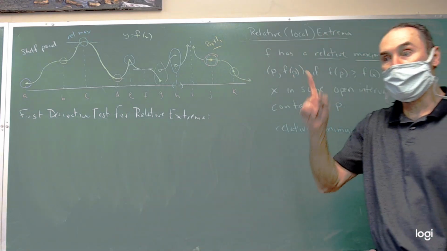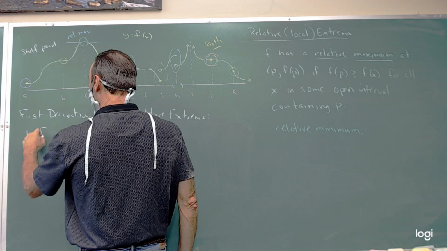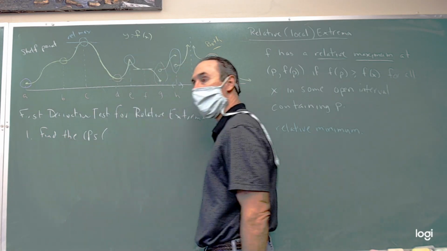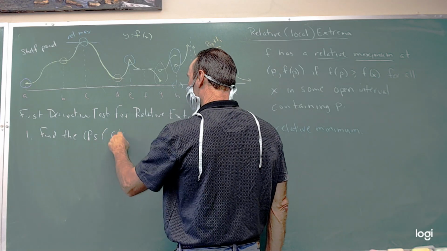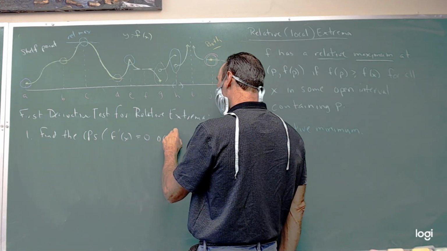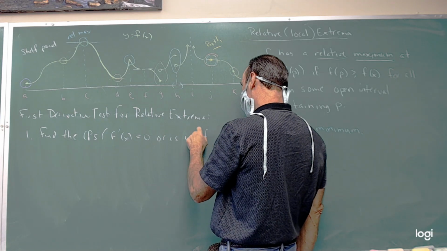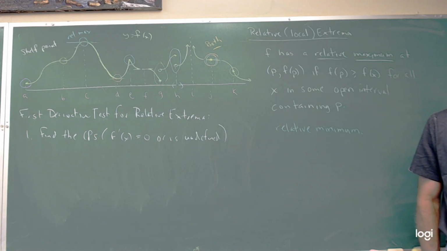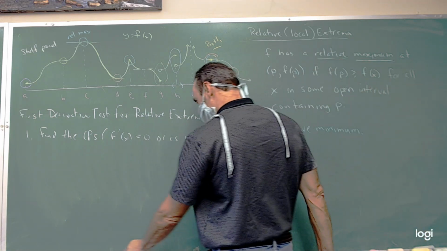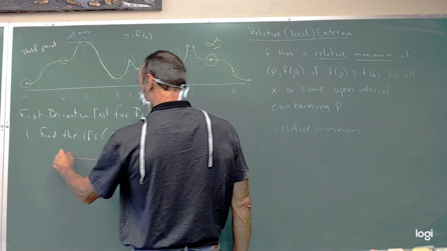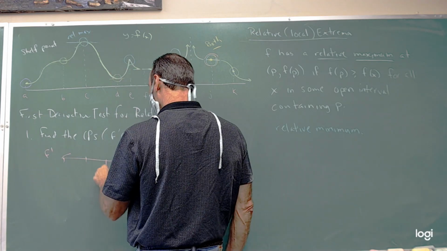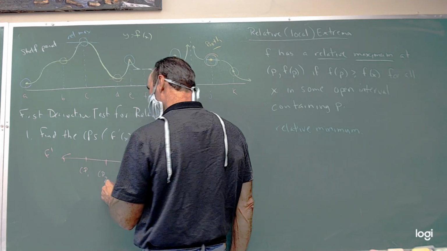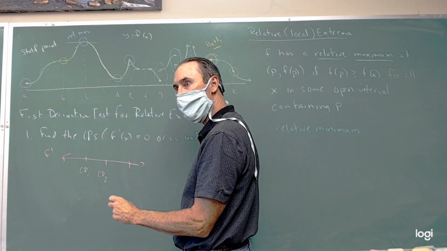Okay, first we're going to find the critical points. Find the CPs. And remember, I'm going to remind you, a critical point is where f prime of X equals 0 or is undefined. So we're going to find them. Then we're going to do a number line for f prime. And we're going to put those critical points on there. CP1, CP2, CP3.